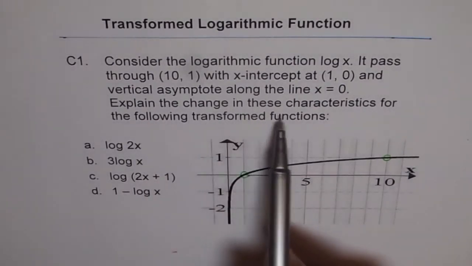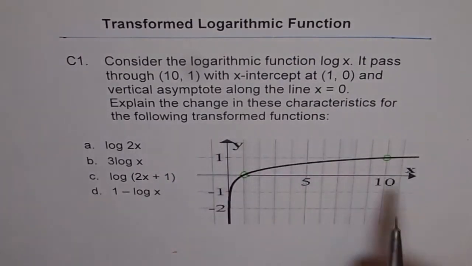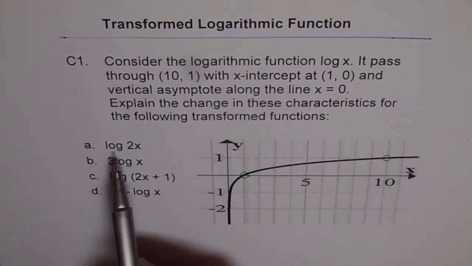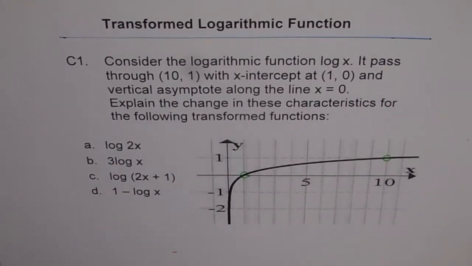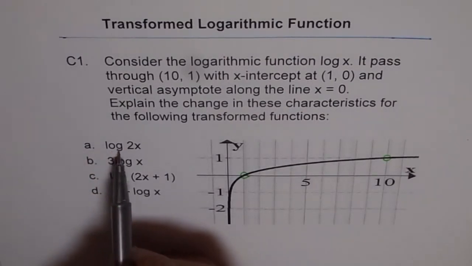Explain the change in these characteristics for the following transformed functions. So this is our base function. You can call it a parent function, log to the base 10 of x. Now, we'll see how it gets transformed with each of these transformations, correct? Log 2x. Now, what kind of transformation will that result in? So, we have log of 2x.